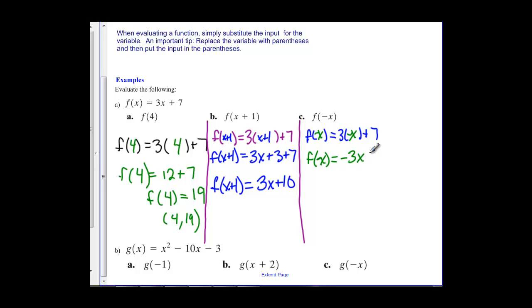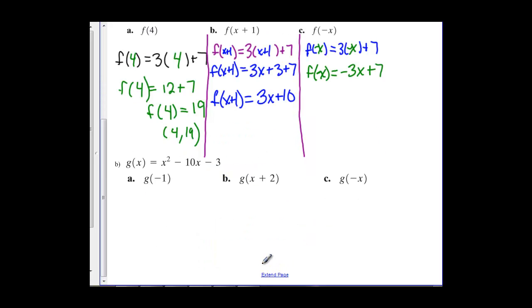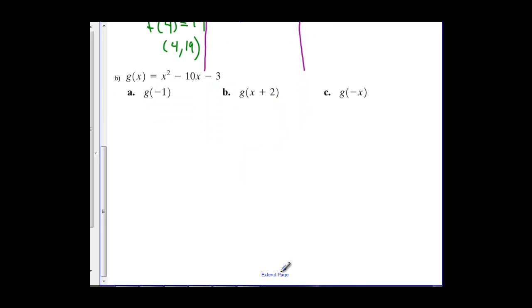Yeah, negative 3x plus 7. So f of negative x equals negative 3x plus 7. Is that okay? All right, and I'll give you another minute to try g. So g is a little bit more complicated, but it's the exact same idea. If you go through the process, putting parentheses, you should be able to make it through.